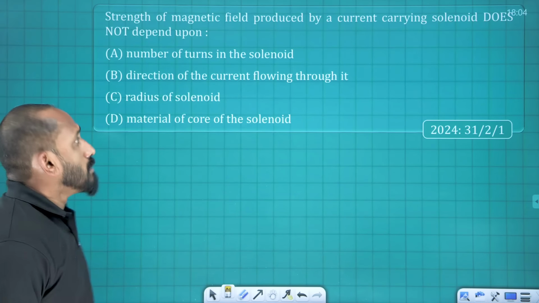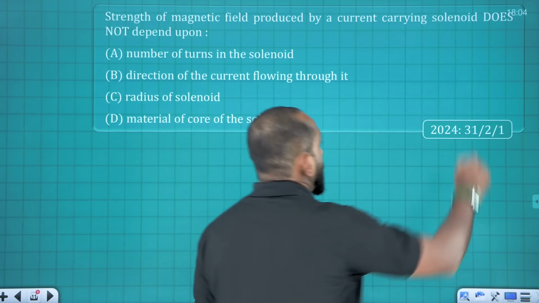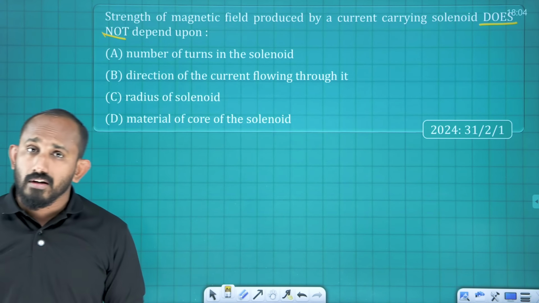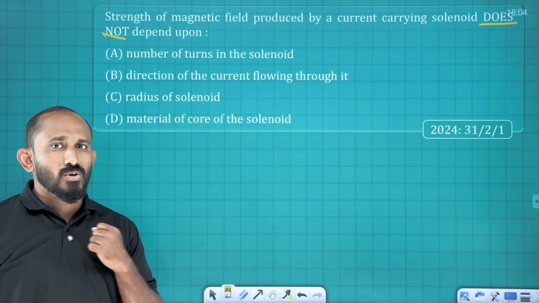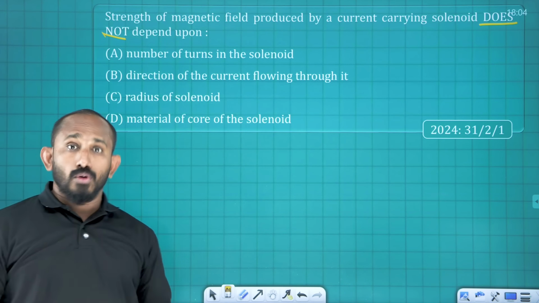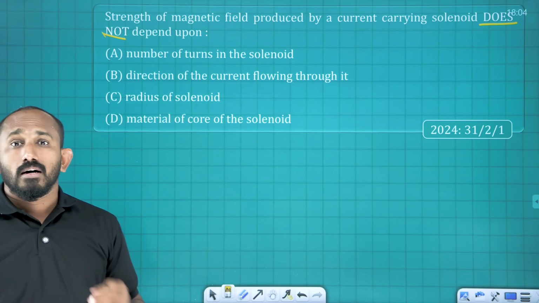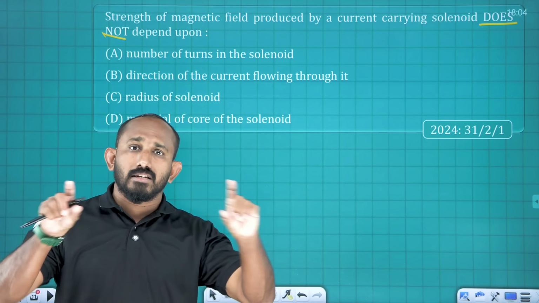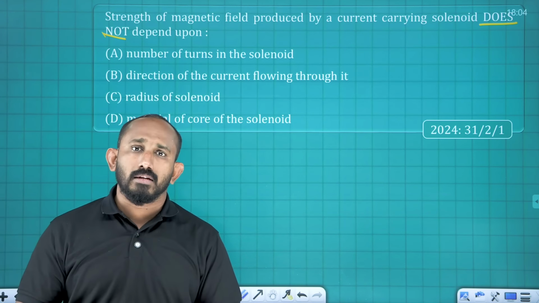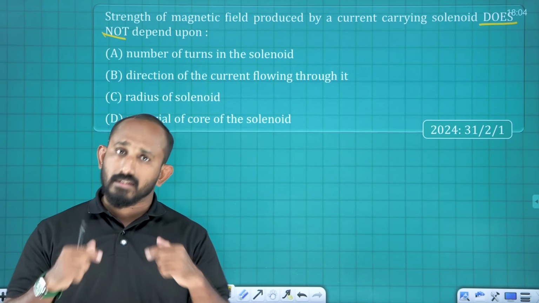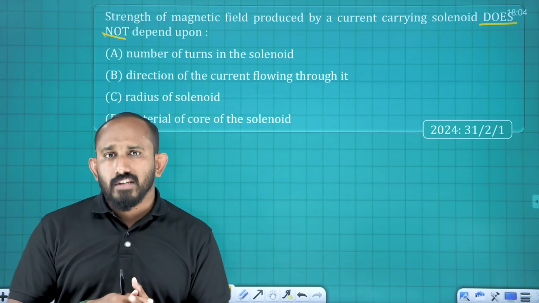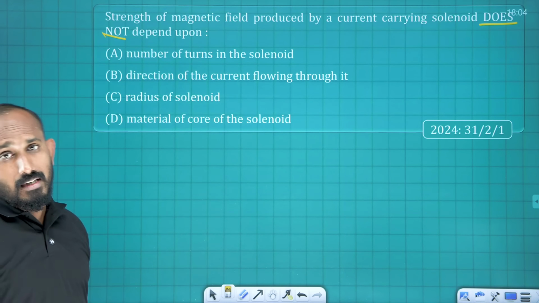The strength of the magnetic field produced by a current carrying solenoid does not depend upon which of these? The strength of the magnetic field of a solenoid depends upon the number of turns, the intensity of current, and the number of turns per unit length also. Then the material kept inside the interior part of the solenoid is also a factor. If you want a strong magnet, you can keep a soft iron inside it, and it acts as a stronger magnet than without iron. So different terms are there. So does not depend is the question.